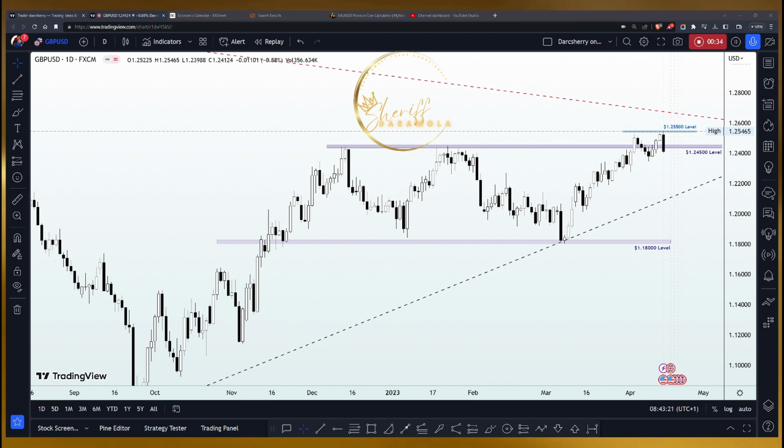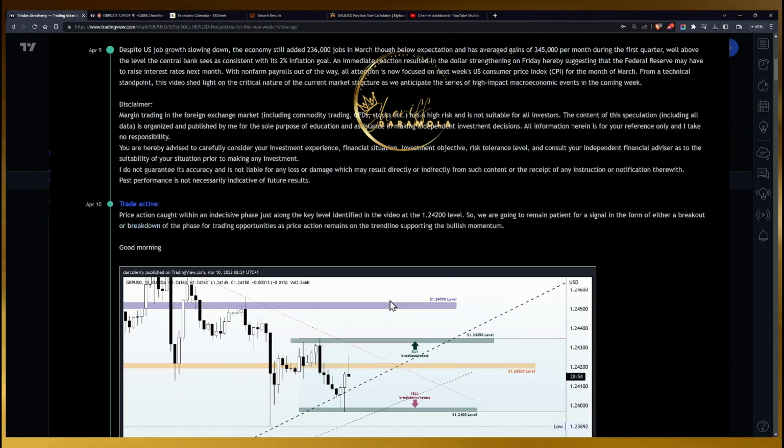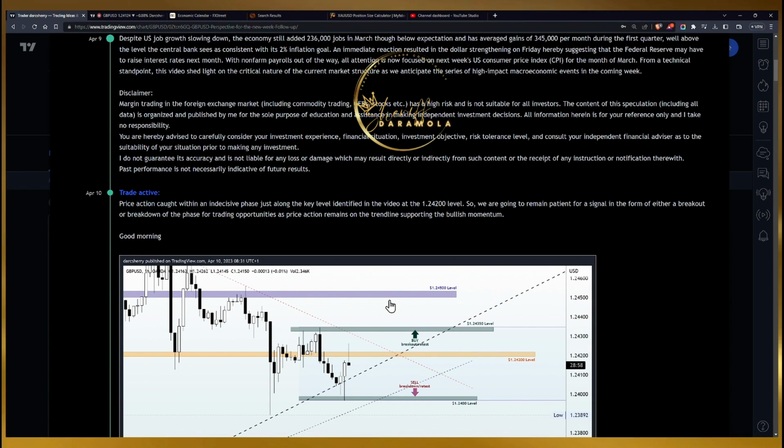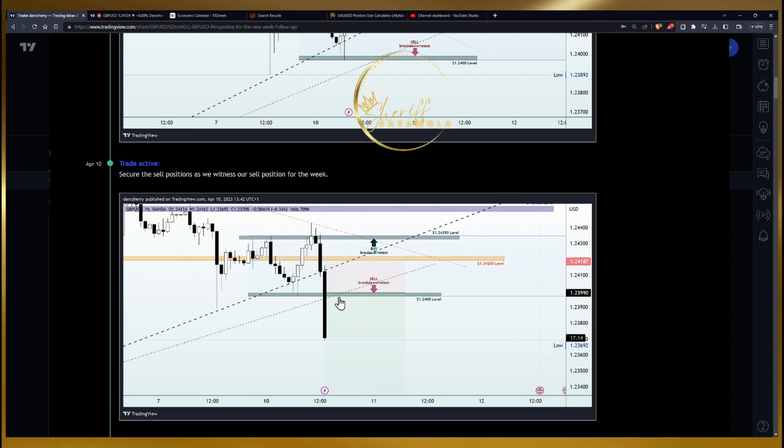And talking about last week, the week started with a consolidation phase where price action was initially trapped between the 1.24350 level and the 1.2400 area. And it was on the same day that we had the support line at the 1.2400 level triggered to incite our first sell position for the week.